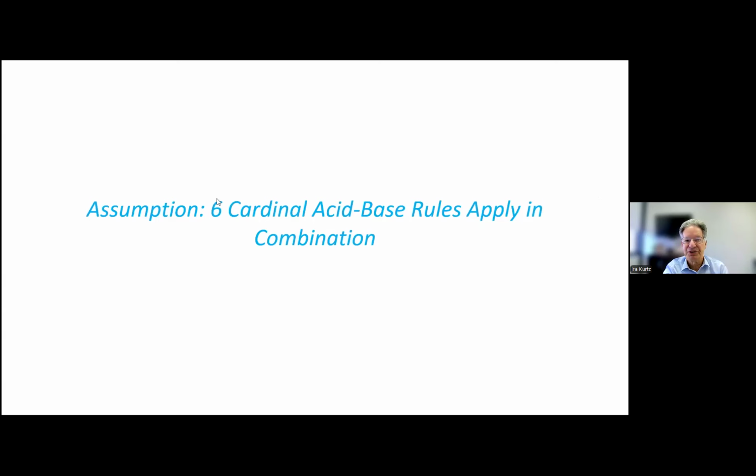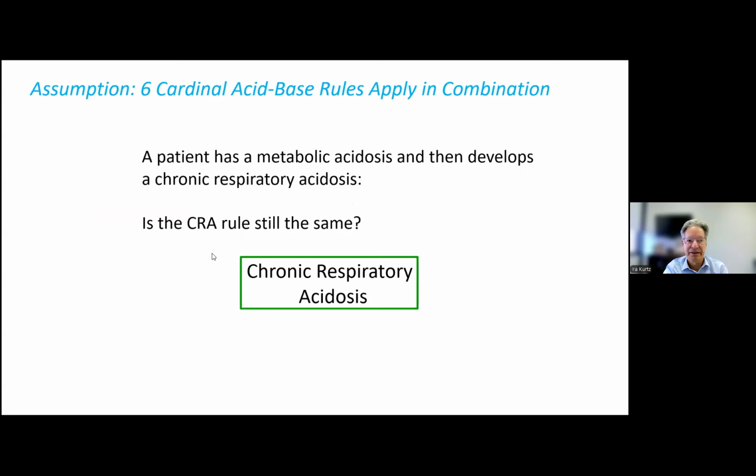Something else I mentioned was we implicitly assume that the acid-base rules apply when they're combined. So let's say a patient with a metabolic acidosis then develops a chronic respiratory acidosis. Is the chronic respiratory acidosis rule still true? Let's say you have ketoacidosis and now you hypoventilate for 3 days. Is there going to be an increase in bicarbonate of 3.5 for every 10 increase in the PCO2? It turns out that, at least in dogs, that's not true, that these acid-base rules change, and not all of them have been studied. There's a whole matrix of combinations you could create.